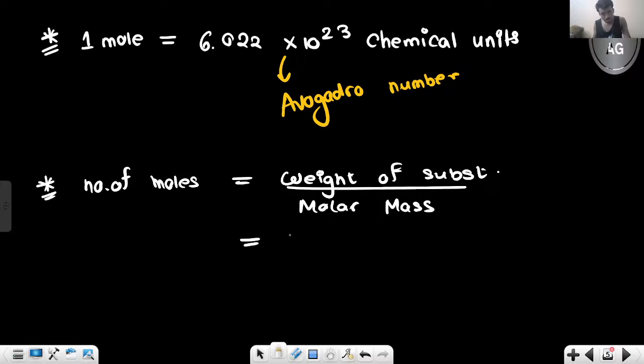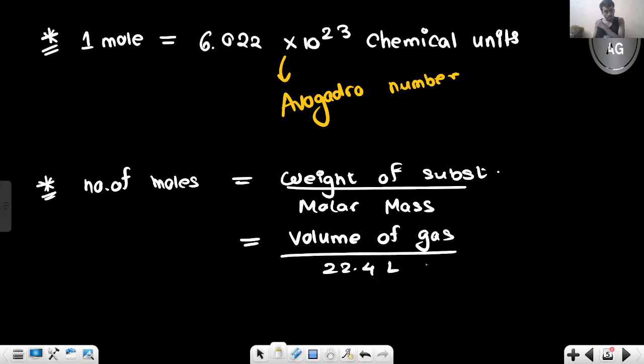Correct. Good, very good. Volume of gas divided by 22.4 liter. Why did I come to 22.4 liter instead of any other value? I have so many values in the world. Why did I come to 22.4 only?